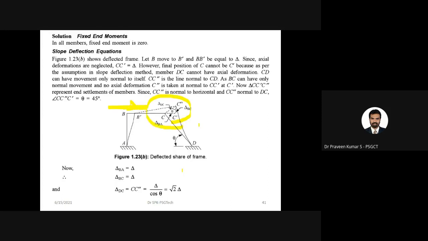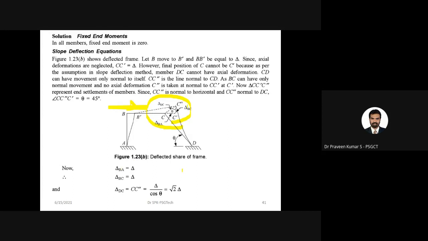So just understand this part alone. From this point, this is supposed to be your del DC, and the angle between your point, that is, this angle is supposed to be theta. So del BC, del BA. So this is an angle. So C, C dash, and C double dash.